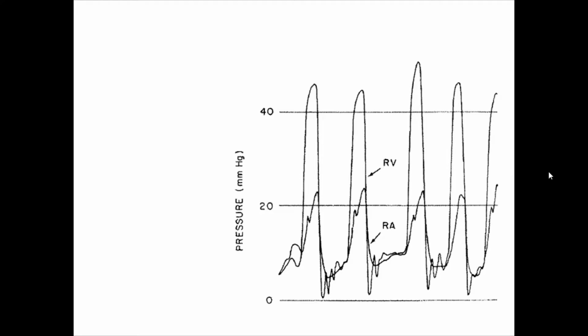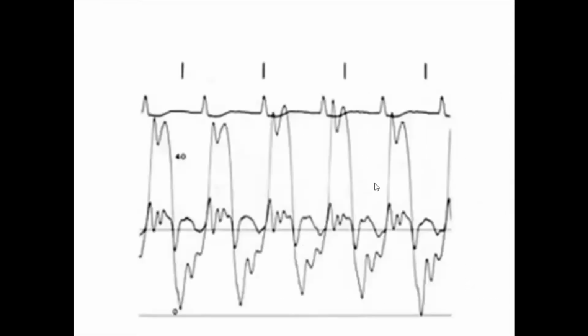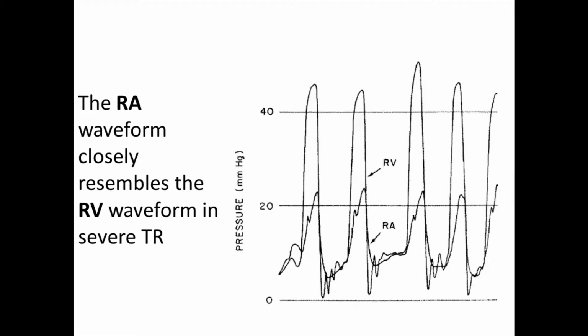So there is high right atrial pressure, and the right atrial waveform closely resembles the RV waveform, but to a lesser extent. So this goes with the diagnosis of severe TR. Yeah, the RA waveform closely resembles the RV waveform in severe TR. Excellent.